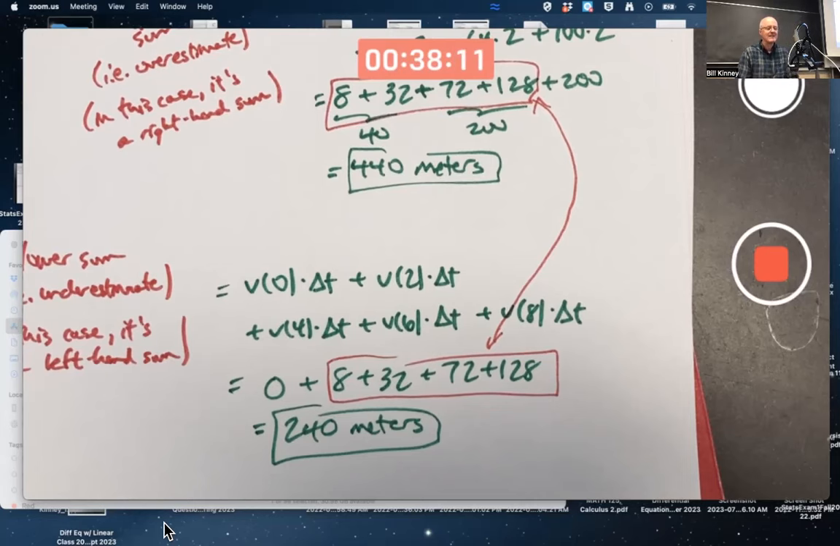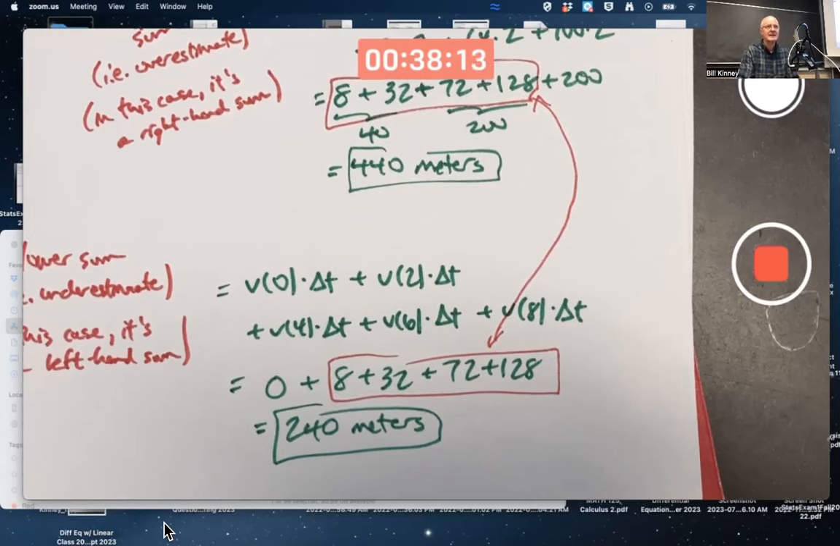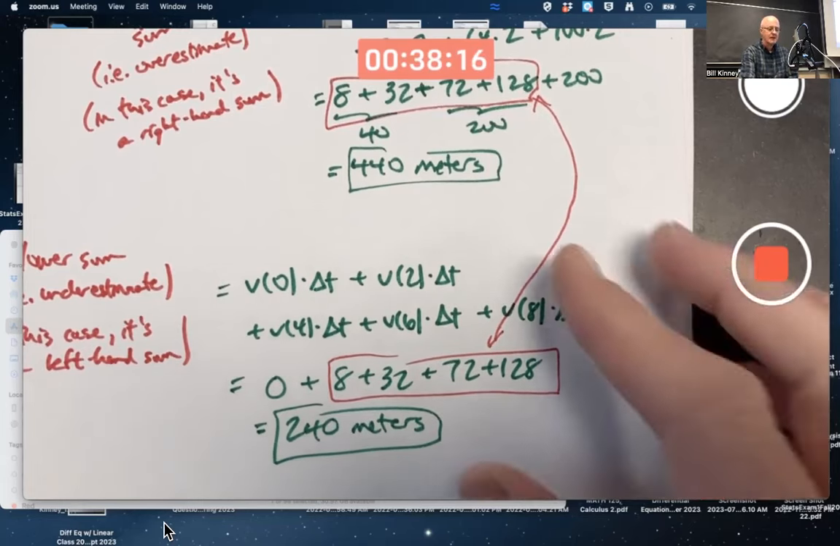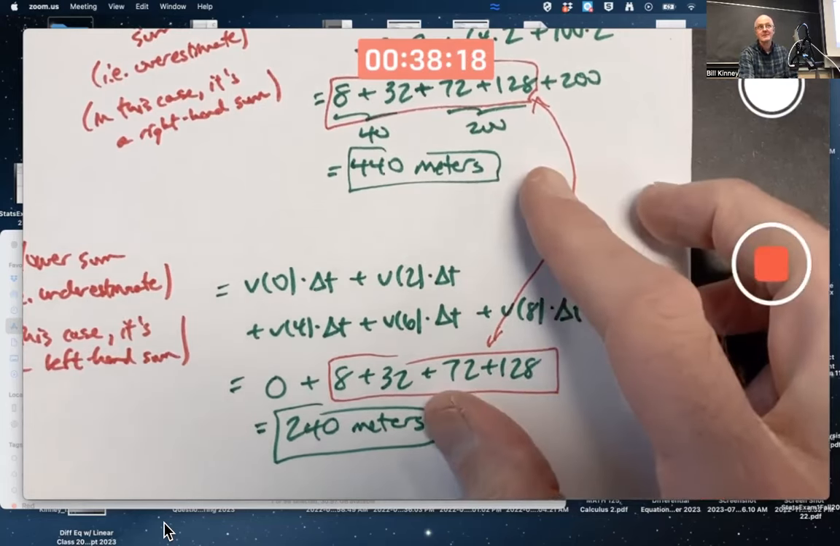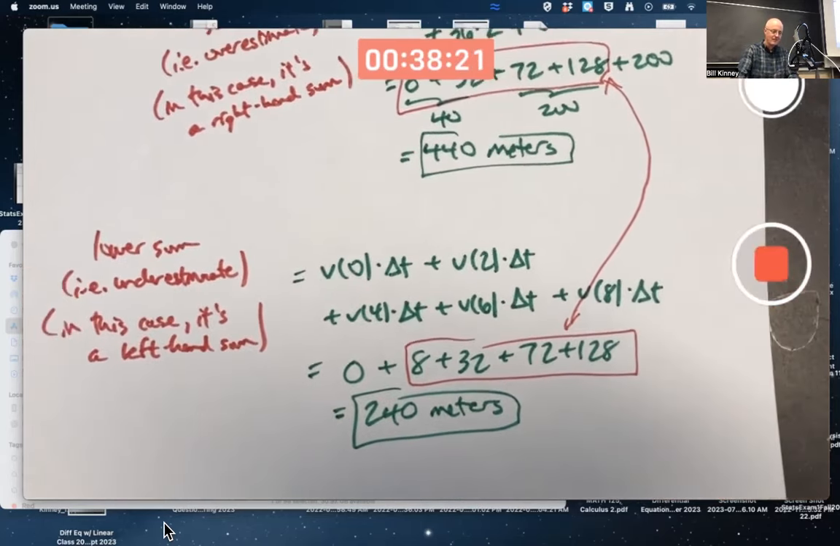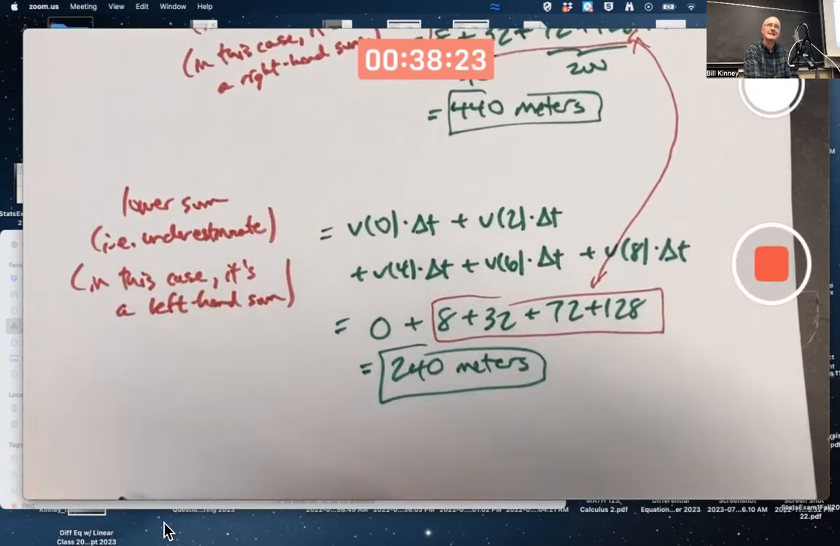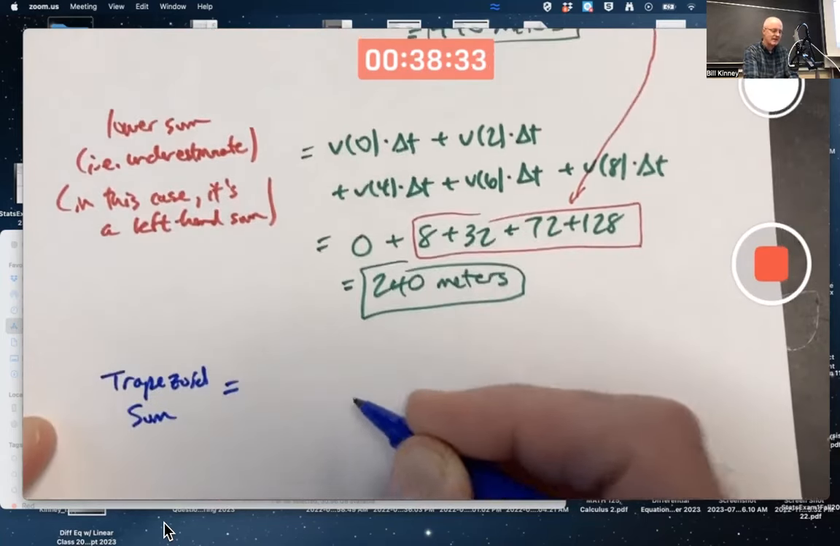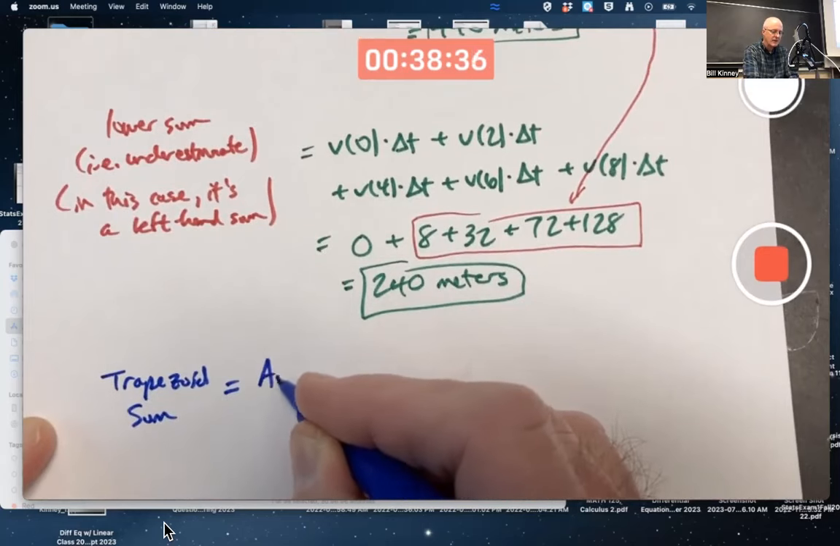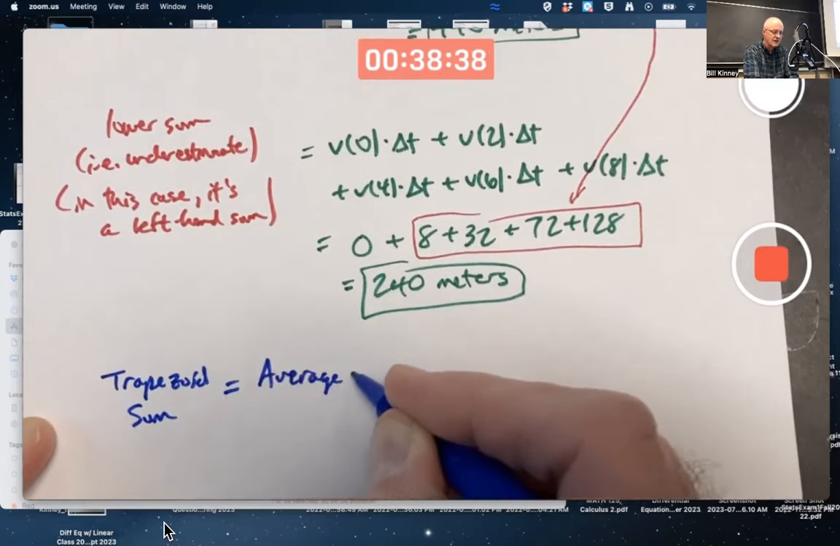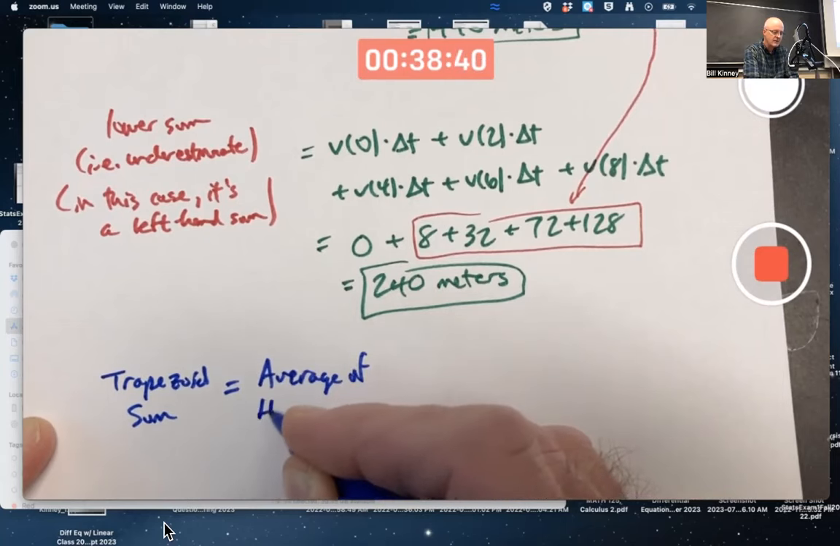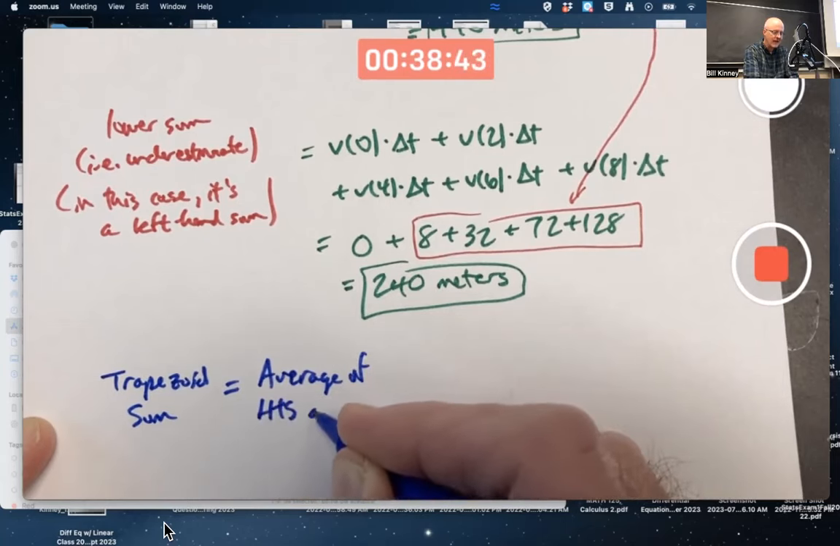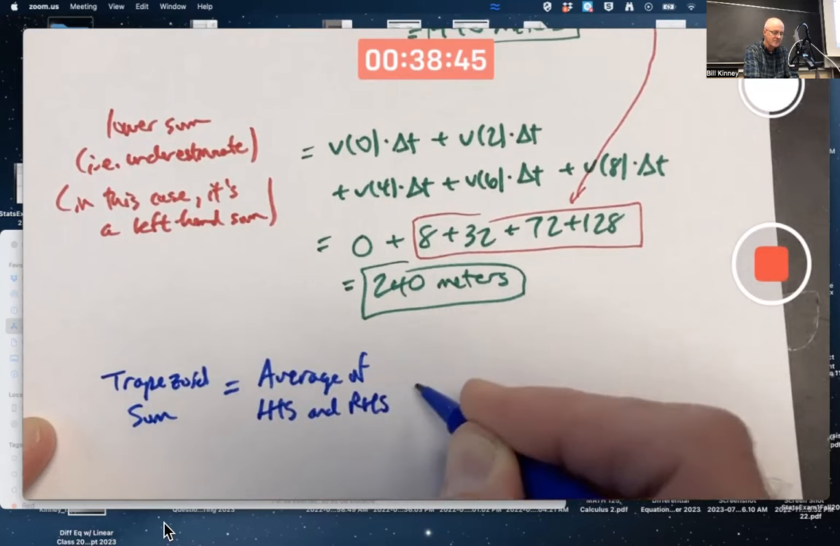Another way you could do this is less work. You could average these two numbers. When you average the left and right-hand sums, it's called a trapezoid sum. Trapezoid sum can be interpreted as the average of the left-hand sum, which I'll just abbreviate LHS, and right-hand sum, RHS.